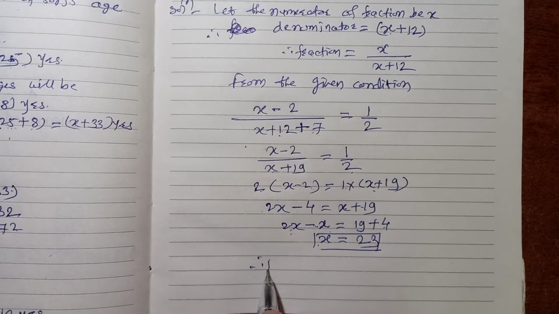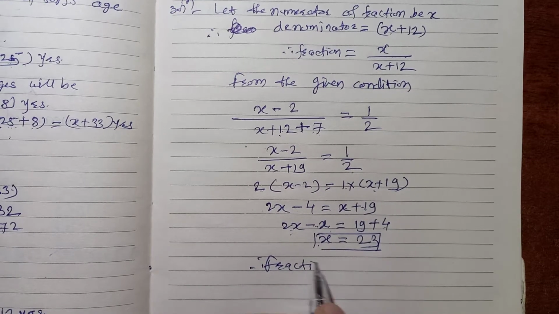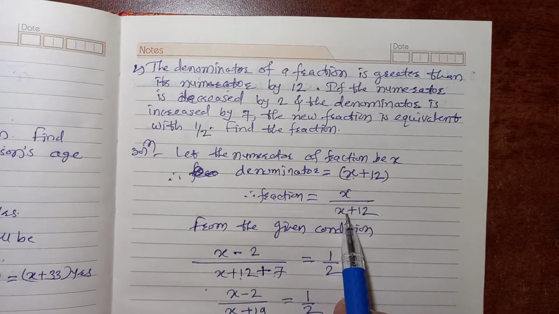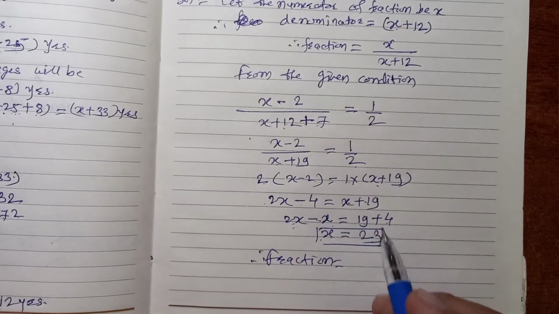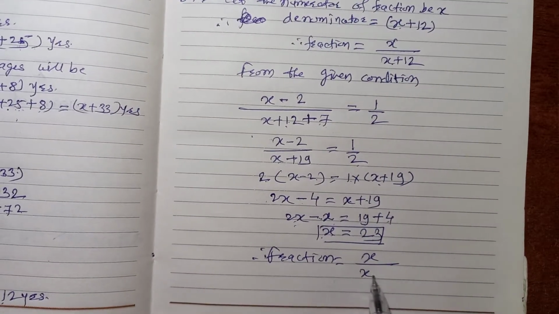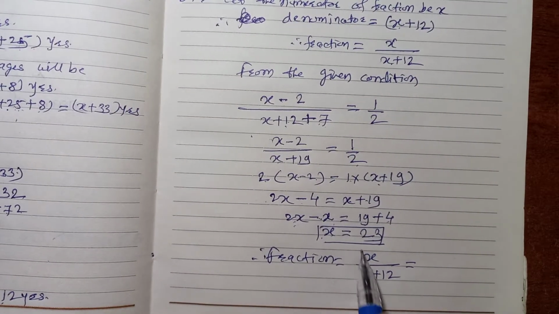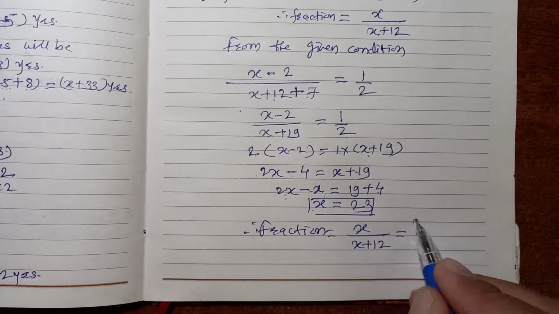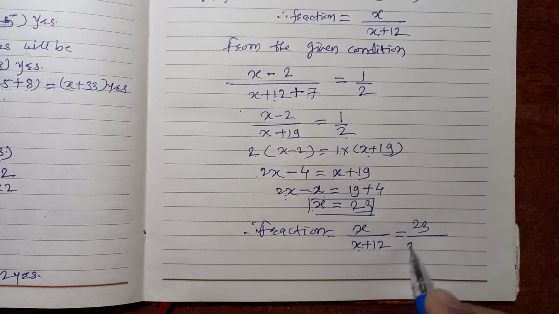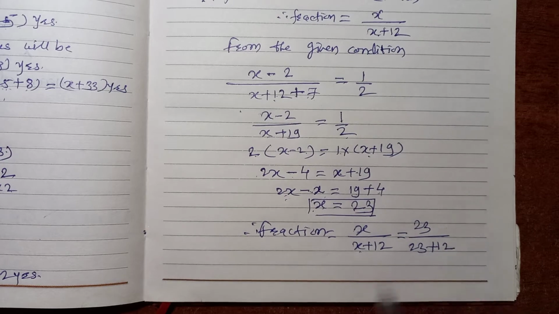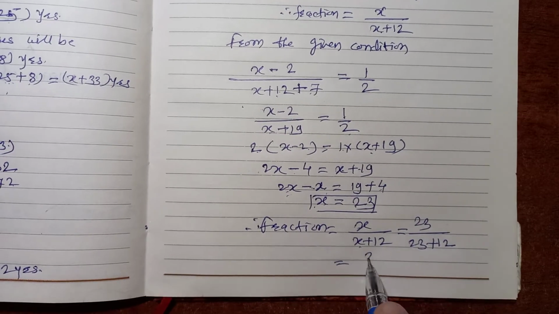Okay, so here you have to find the fraction. What is your original fraction? X plus 12, so write that as x upon x plus 12. What is the value of x? Put here 23, and here also 23 plus 12, so it is equal to 23.